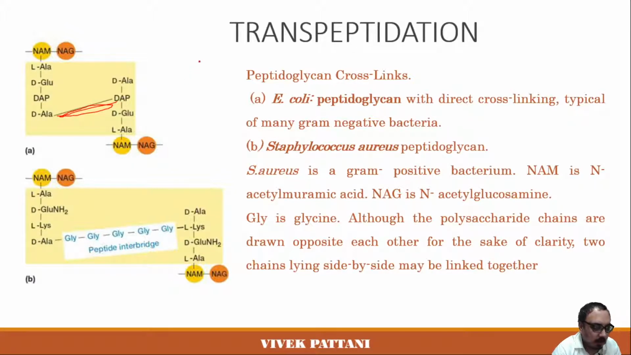In the case of Staphylococcus, which is a gram positive bacterium, NAM is, as you all know, N-acetyl glucosamine. Polysaccharide chains are drawn opposite to each other for the sake of clarity, and two chains lying side by side may be linked together. Now you can see where it gets attached. In Staphylococcus, they get attached with the lysine on one side, and the other side will be aligned, whereas the process differs in the case of E. coli.